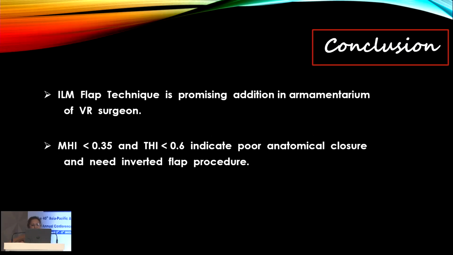So it is a very simple model to achieve very good anatomical and functional results in macular hole patients. And if MHI is less than 0.3 and THI is less than 0.6, the patients need an inverted flap procedure. Thank you.